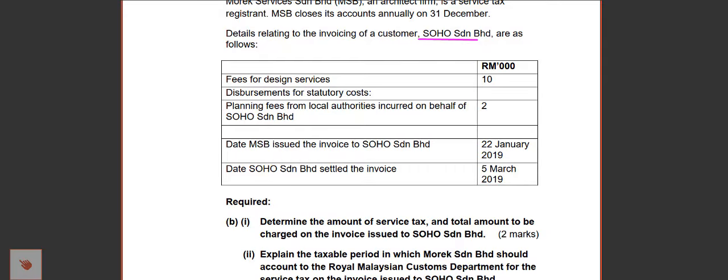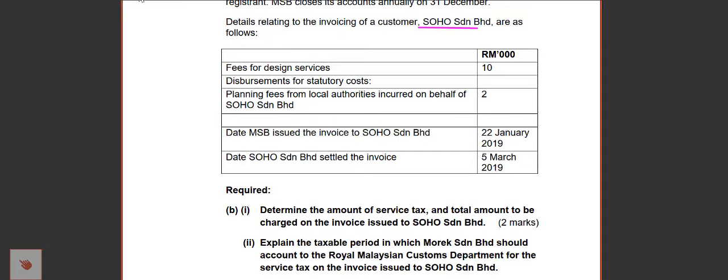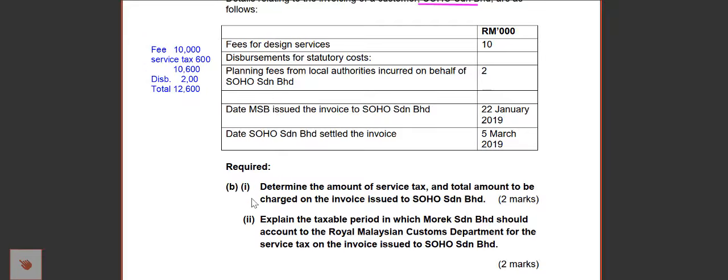Now I think this explains what we've covered just now, disbursement and reimbursement. So how much is the amount for your service tax? I've told you, right? D means don't include. So you should put the fee, which is 10,000, and then the service tax, sorry, no tax. So the amount will be 10,000. Then the disbursement comes in, which is 2,000. So the total value is 12,000. Now that's the 2 marks.